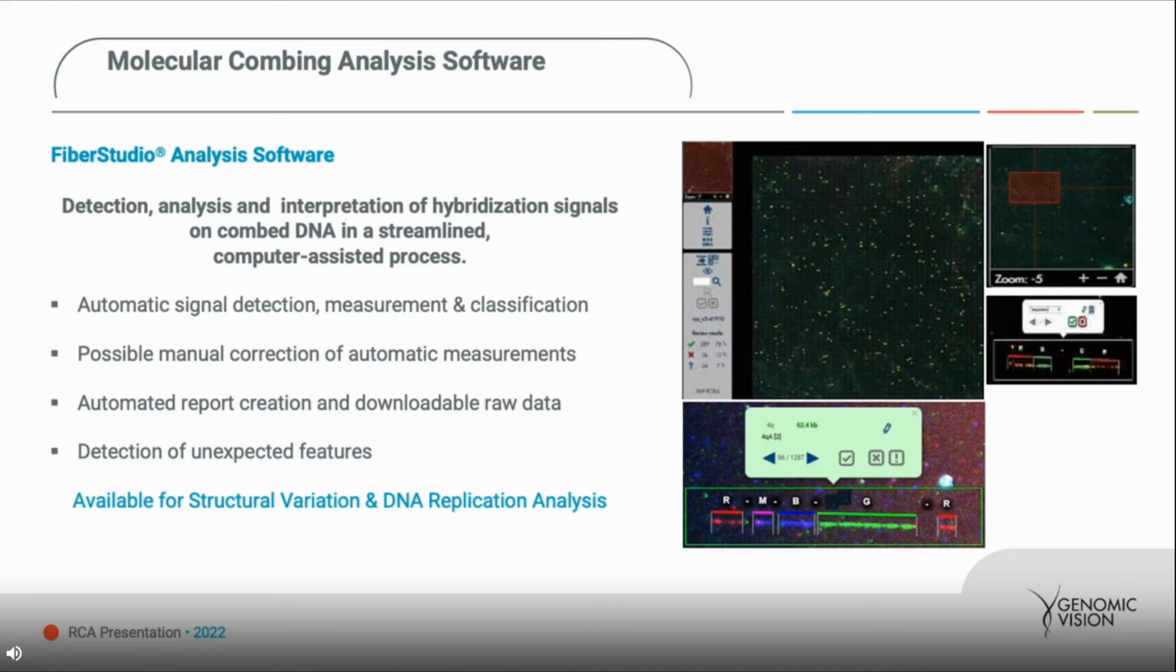Now, to complete this software, Genomic Vision is also launching very soon a new software with artificial intelligence, which will completely characterize all the events automatically and generate directly all the reports without having to manually check each of the events to validate the characterization of these events.